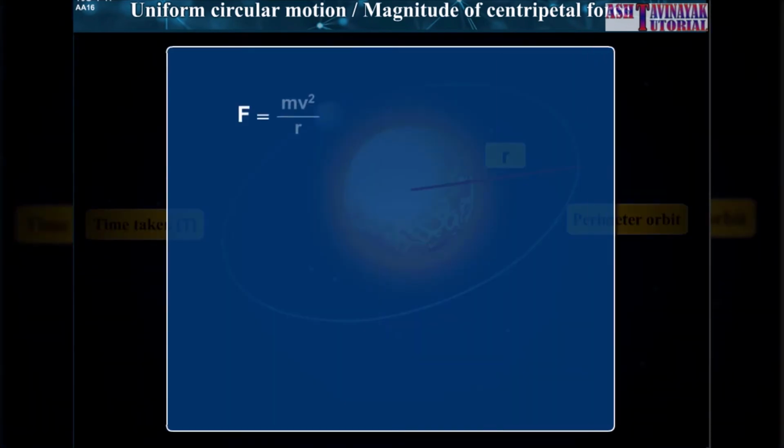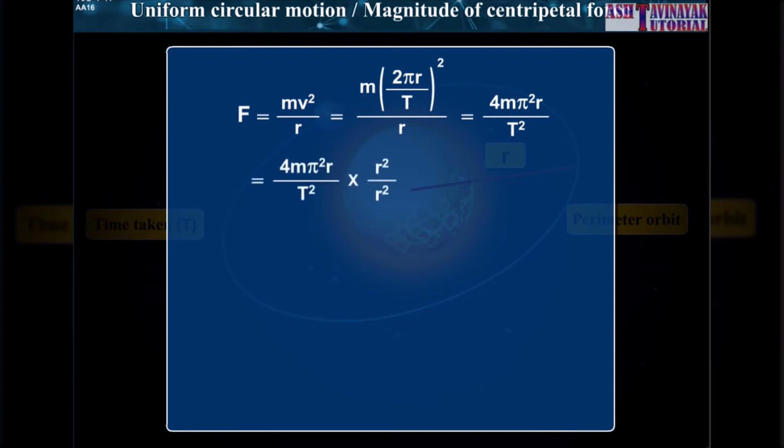F is equal to mv square upon r, which equals m into (2 pi r upon t) whole square upon r, which equals 4 m pi square r upon t square. Multiplying and dividing by r square, we get F is equal to 4 m pi square upon r square, which equals r cube upon t square.